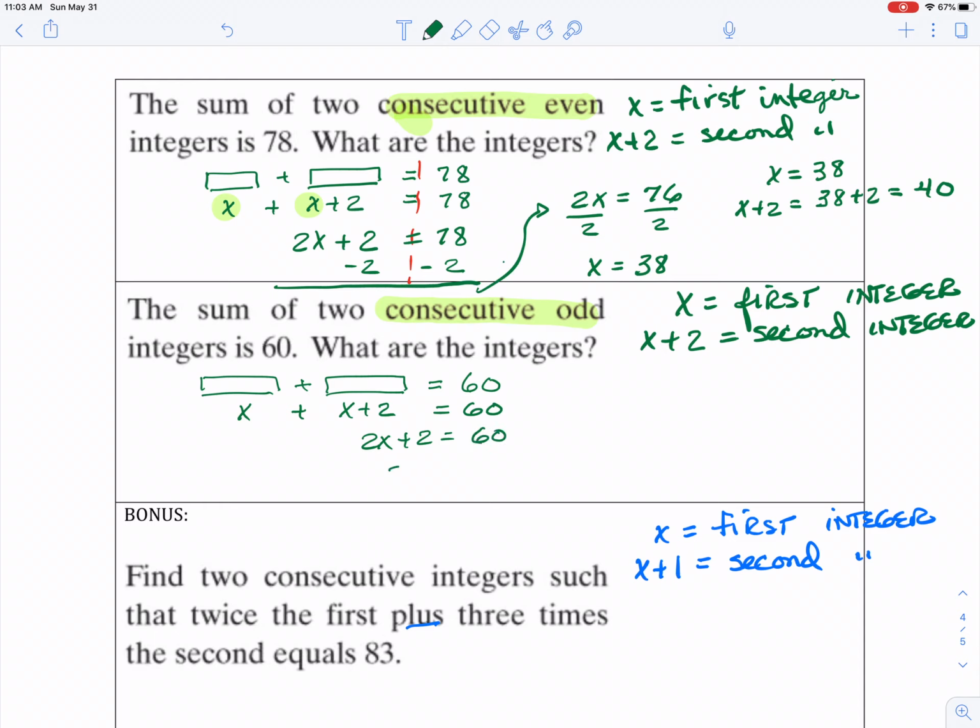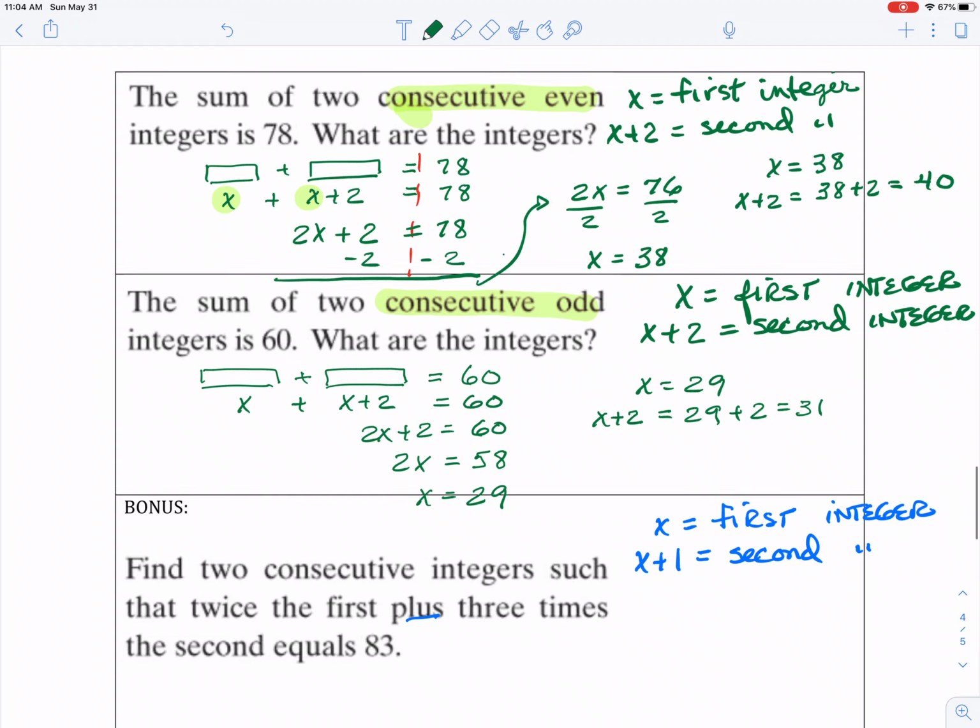I'm skipping steps because I don't really think you need to see me belabor this. So the first number is 29, and then when we increase that by 2 to get the second number, 29 plus 2 is 31. So my numbers are 29 and 31.